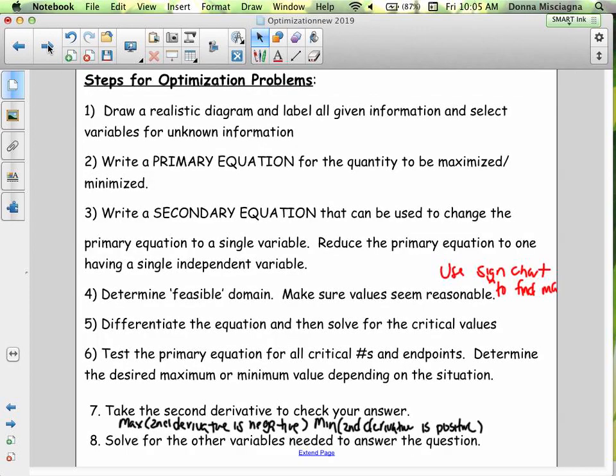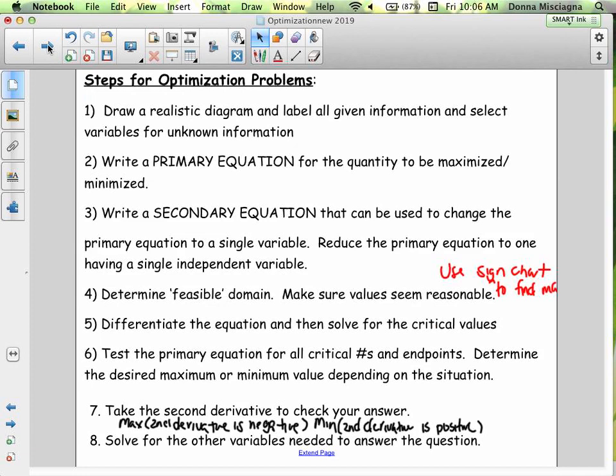These are the steps for optimizing, and these are the ones you have in your notes. All right, so number 1, our diagram here is going to be crucial in helping us set these things up, because you have lots of information to take in. So number 1, draw a realistic diagram, label all the given information, and select variables for the unknown information. Everything gets a variable. Don't worry so much if you have too many variables in the first step. Your secondary equations are going to help you minimize those variables.